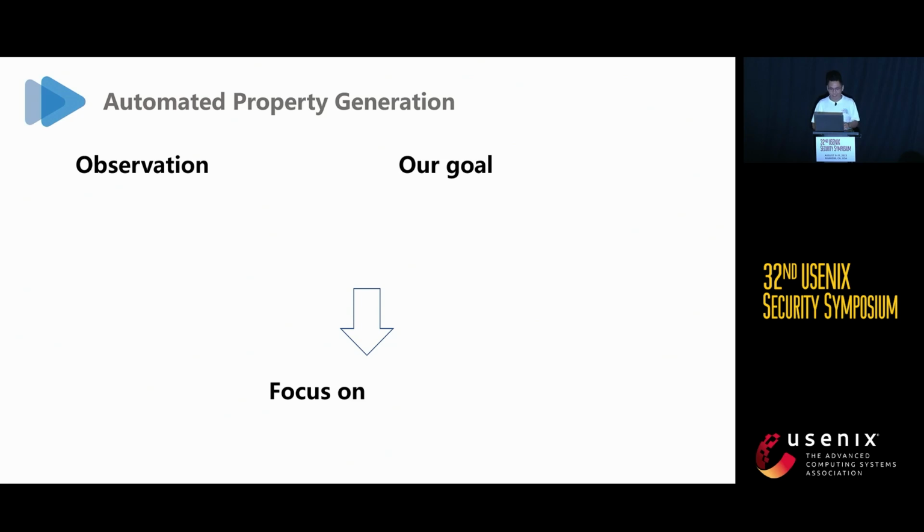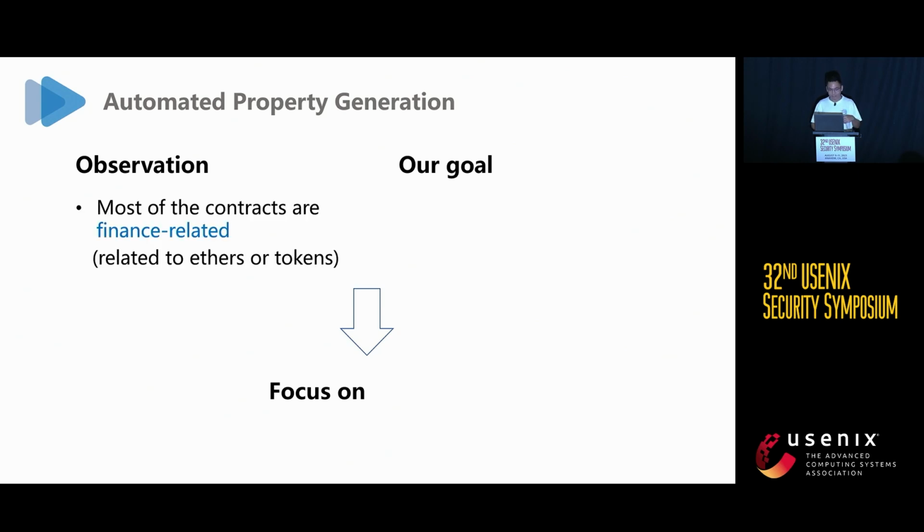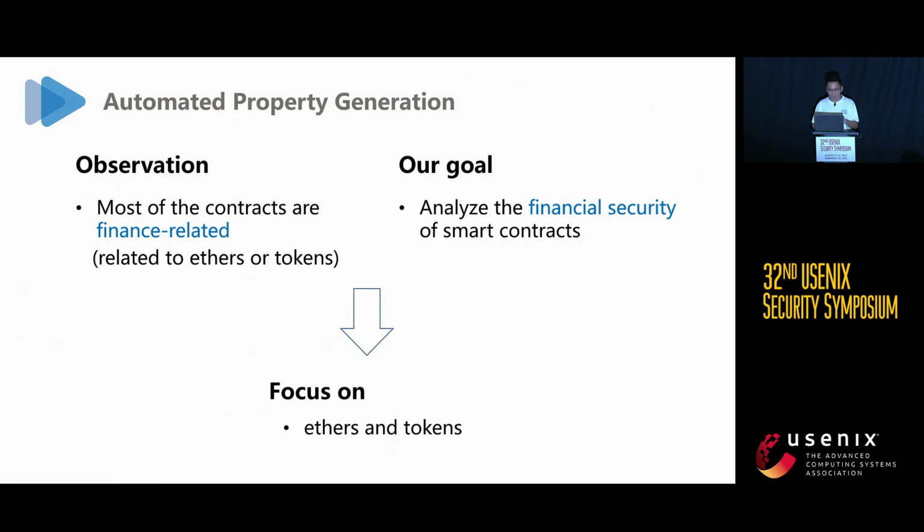To address this challenge, we propose an observation based on our statistical analysis. The observation is most of the contracts are finance related, in other words, related to ethers or tokens. Plus, our goal is to analyze the financial security of smart contracts. So in our work, we focus on ethers and tokens and regard them as the basis of our properties.